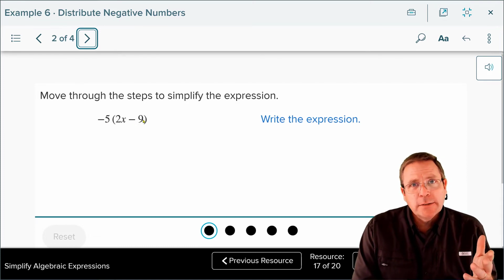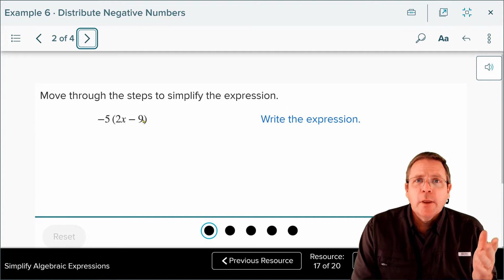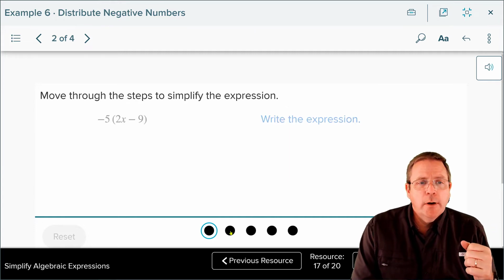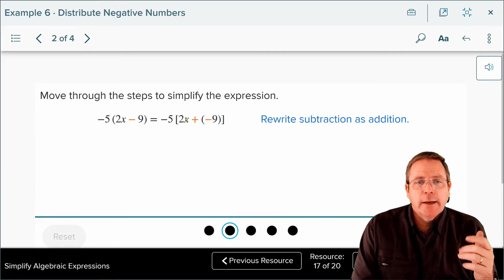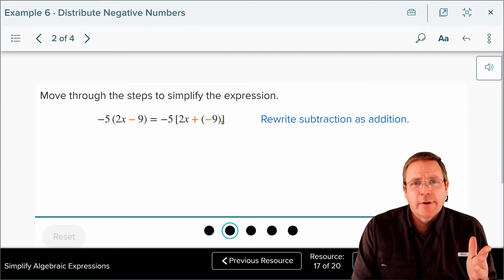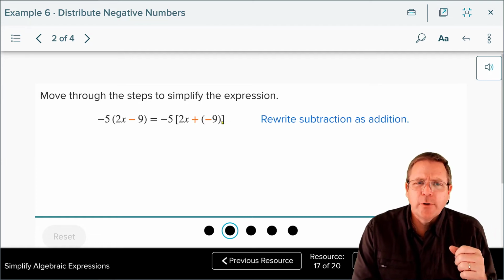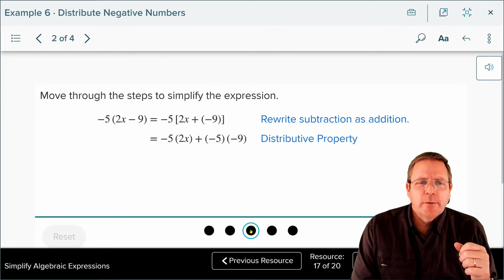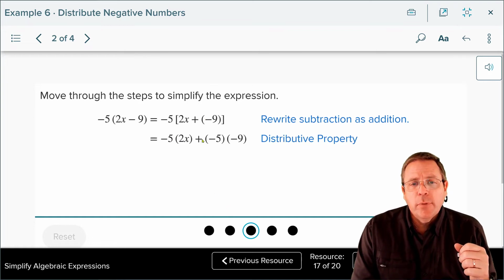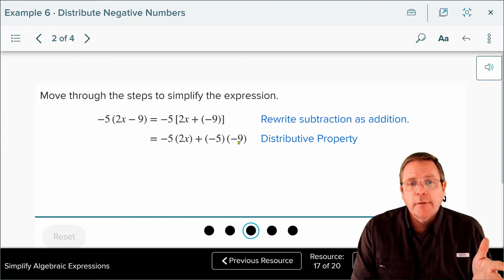Now this is a minus 9, so what do we have to do first? We have to make the pretty problem ugly by taking that minus 9 and turning it into plus a negative 9. After we made the pretty problem ugly, it's time to distribute the negative 5. So I have negative 5 times the negative 2x plus, this time we have to put the negative 5 in parentheses because there is a plus sign in front of it, negative 5 times the negative 9.